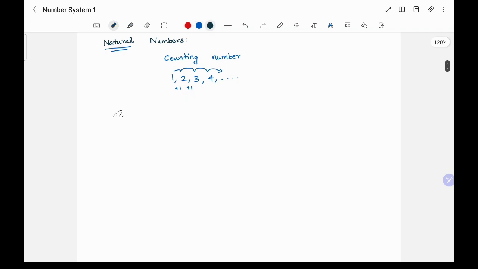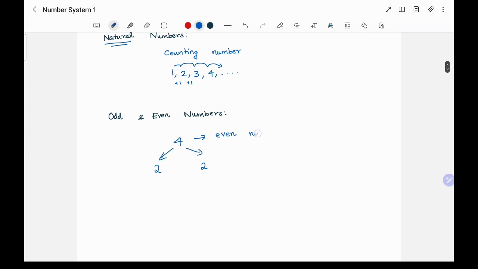And then we have odd and even numbers. This you can visualize as something which can be divided into two groups equally. So let's say for example the number 4. So we can divide this into a group of 2, let's say 2 in each group. So this is called as an even number. Even means something which is of equal. So 4 is an even number. Similarly 2 also you can divide it as 1 and 1.